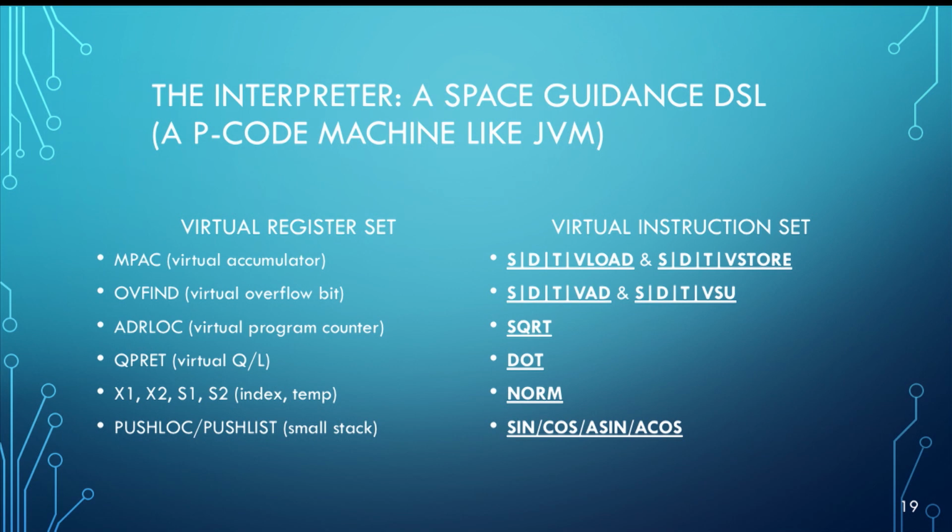One of the things that's interesting to mention as part of the hardware is that very early on, they developed what you might consider a domain-specific language for space guidance called the interpreter. You can think of it almost like a Java virtual machine. It had a virtual register set, so a virtual accumulator and various other aspects. It's all implemented in software in the assembly language of the machine. It had single, double, and triple precision vector loads and stores, adds and subtracts, square roots, dot products, normalization, everything you need to do basically guidance calculations.